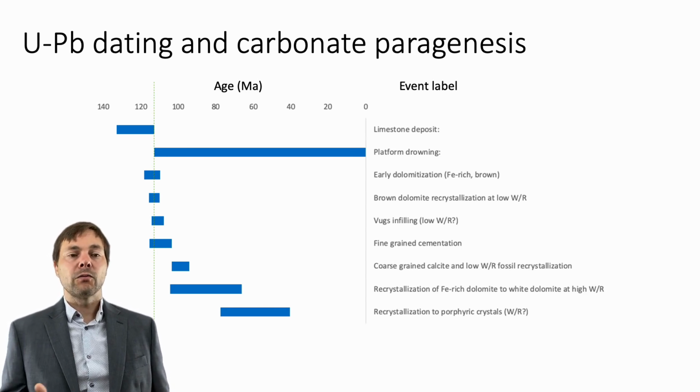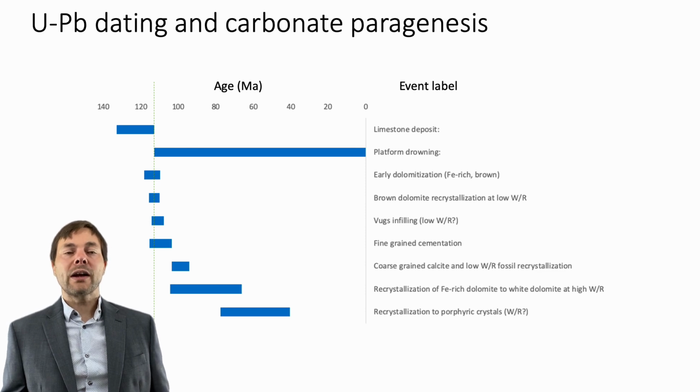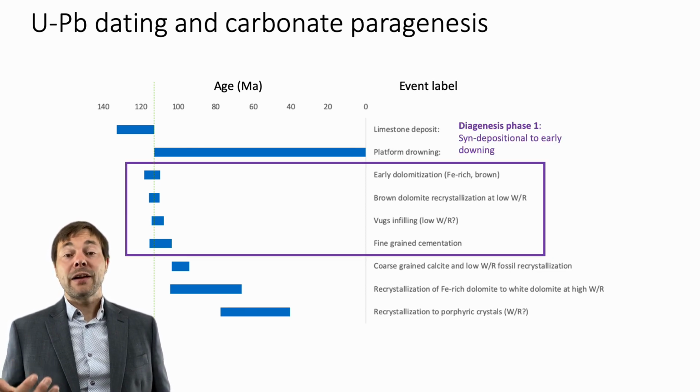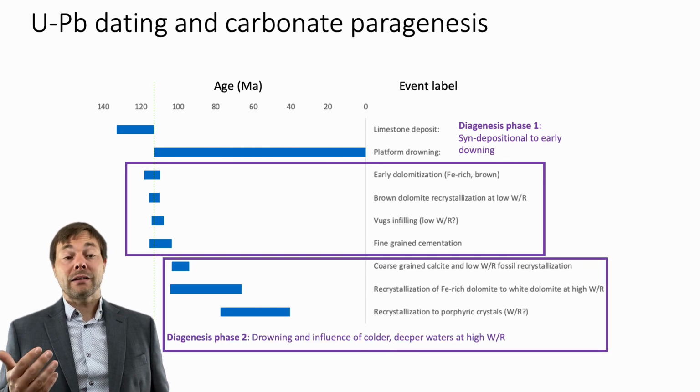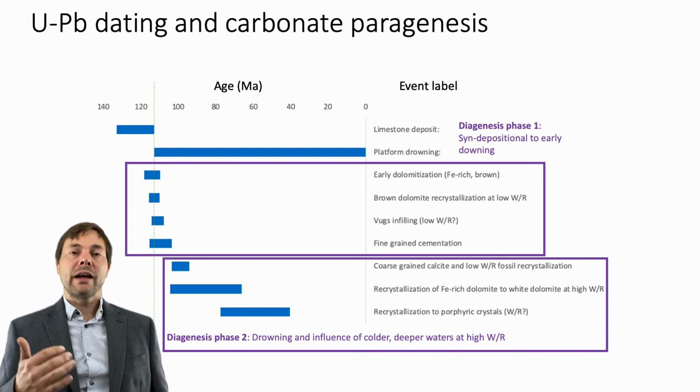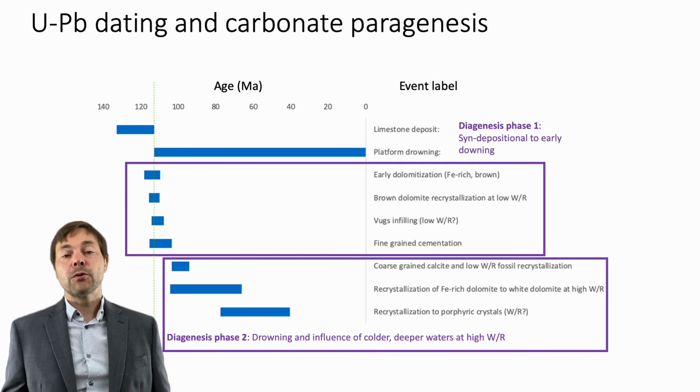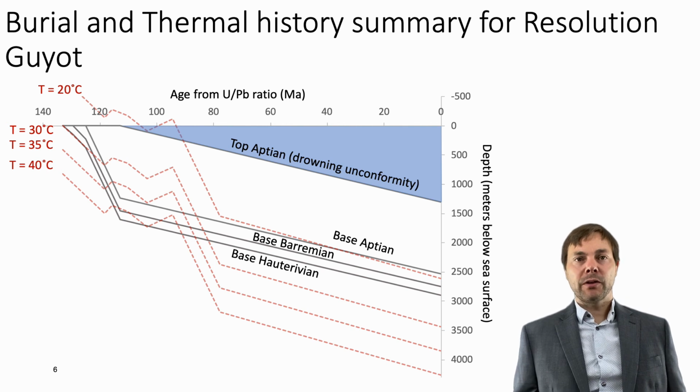I'm not going to go into the detail of why we think this is happening here, but we have evidence for this. And finally, we have some porphyric crystals, which are the youngest that we record at up to 40 million years, so Eocene age. We can now divide this into paragenesis. We can recognize one paragenesis that is phase 1, which is syn-depositional or early drowning, and then phase 2, which is actually occurring mostly at high water-rock ratio and is post-drowning and is influenced by colder water as the atoll is sinking.